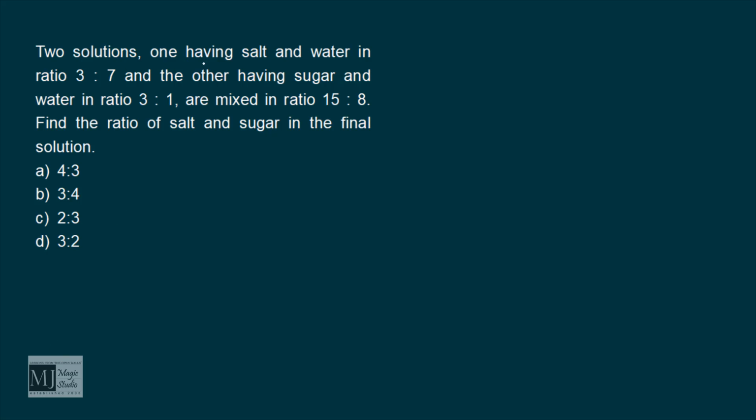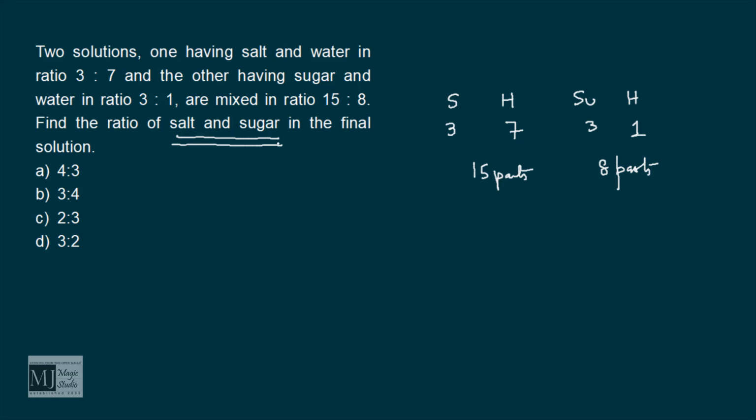Two solutions, one having salt and water in the ratio 3:7. We have salt and we have water in the ratio of 3:7. And the other having sugar and water in the ratio 3:1. Sugar and water in the ratio 3:1 are mixed in the ratio 15:8. I have taken 15 parts of this, okay, and 8 parts of this. Find the ratio of salt and sugar in the final solution.